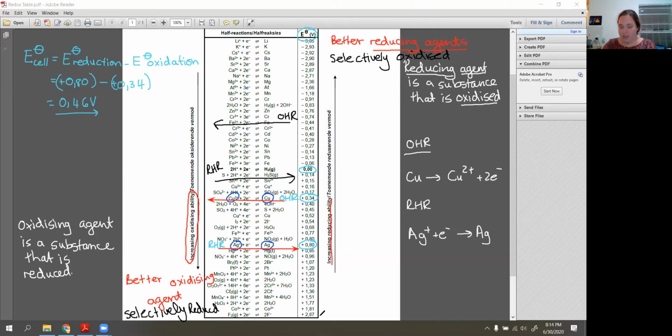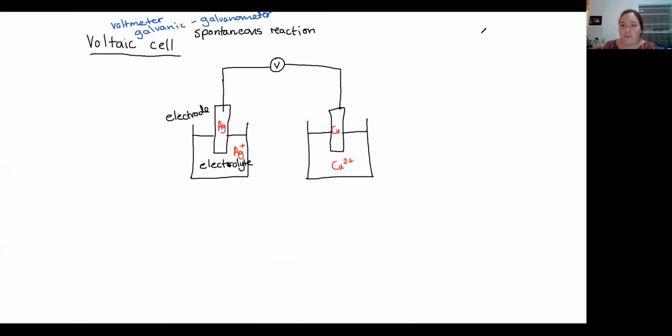All right, so if I now go back to what I was originally looking at here, what we hopefully would have got from the previous page was that my oxidation half reaction was copper goes to copper 2+ plus 2 electrons, and for my reduction half reaction, that silver plus picks up an electron and turns into silver.